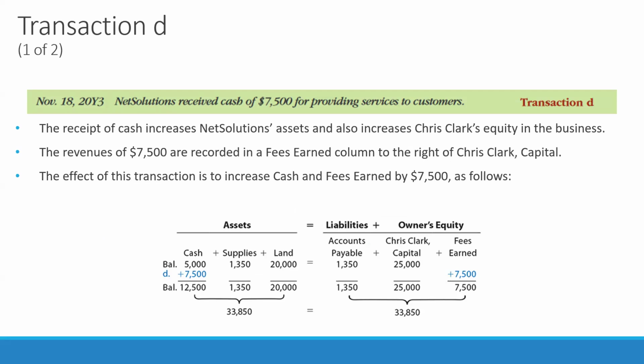So Net Solutions receives $7,500 in cash. That's going to increase assets of cash by $7,500. And then fees earned is a revenue account, but revenue and expenses are owner's equity accounts because a revenue is going to increase owner's equity because the business owner is getting more money. An expense is going to decrease owner's equity because it costs the owner's money to pay for things. So our equation remains in balance.